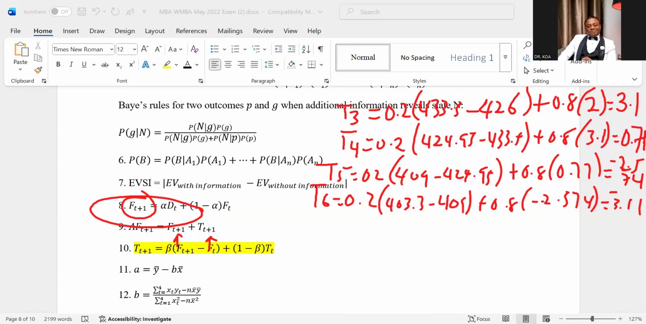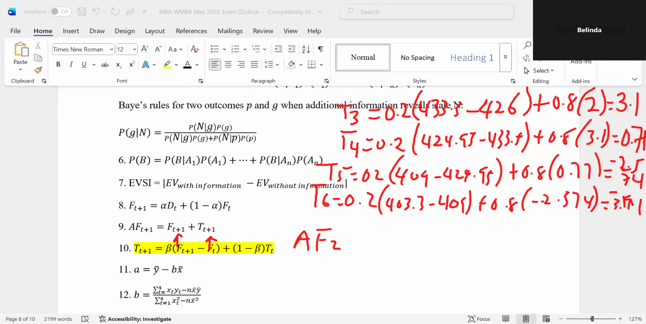So now we are ready to calculate your adjusted exponential smoothing because you have all the necessary values that you need. So let's start with the first one. What is our AF2? AF2. Well, from the question, if you check it carefully.